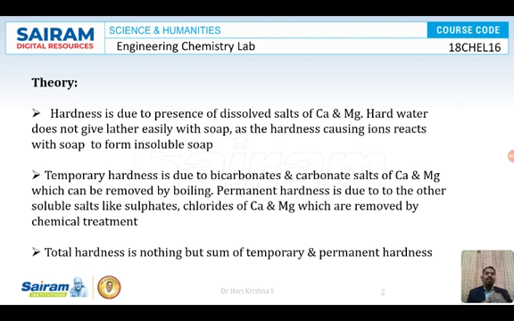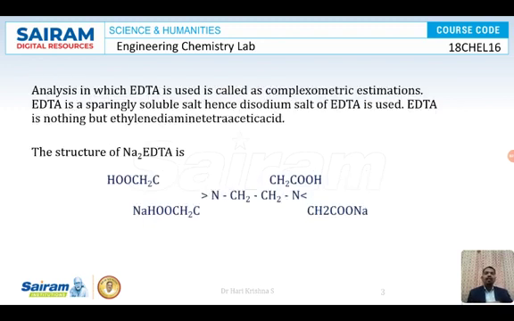Okay, how to remove the permanent hardness? The permanent hardness can be removed by passing the water through ion exchange resins, by treating with resins. Okay, so now let us see how to estimate it. We're going to take a sample of water and titrate it against the EDTA taken in the burette, using Eriochrome Black T indicator. When the color changes from wine red to clear blue color, we're going to note down the volume of EDTA consumed and calculate the total hardness present.